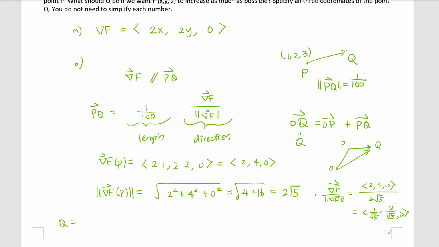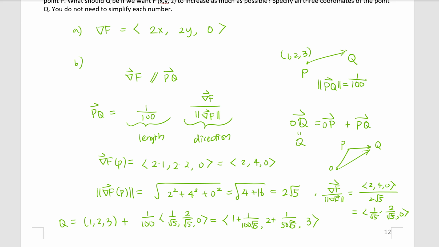Then Q is P, which is (1, 2, 3), plus PQ. PQ is 1 over 100 times this vector. So that is 1 plus 1 over 100 root 5, 2 plus 2 over that, which is the same as 1 over 50 root 5, and 3 plus 0, so it's 3. So this is the point Q.